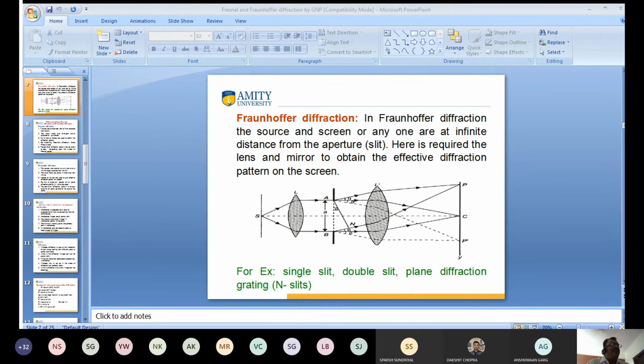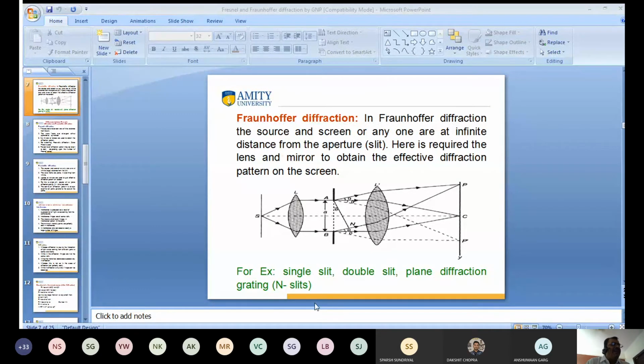For Fraunhofer diffraction, we use lens and mirror for getting the diffraction pattern on the screen. This is the screen. We have used a lens, and light passes from here. This is the slit, A and B is the slit. Light passes from here, and with the help of this lens, we get the diffraction pattern. Such a diffraction pattern is known as Fraunhofer diffraction. For example, single slit. This is part of your syllabus.